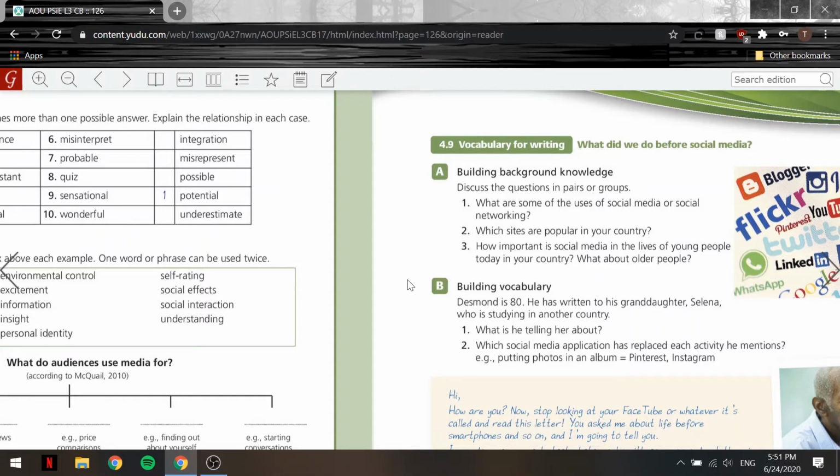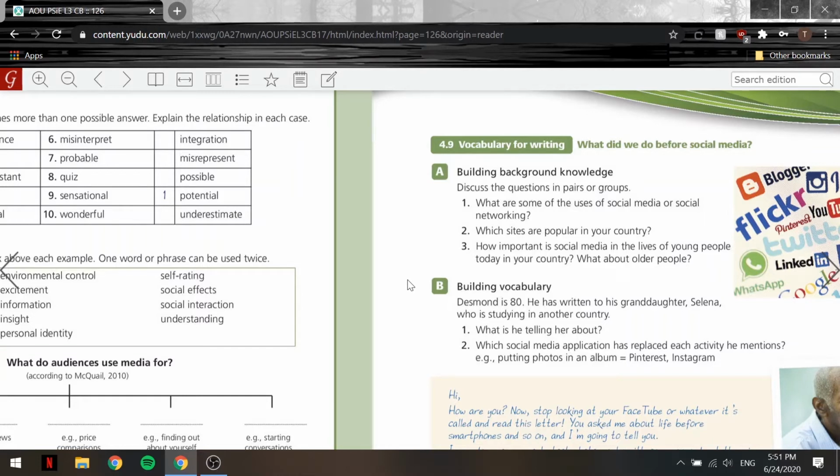What are some of the uses of social media or social networking? Which sites are popular in your country? And how important is social media in the lives of young people today in your country? What about older people? Okay, so I'm going to answer all three of these questions together, but I want you guys to have a guess, and I want you to talk about social media in general.